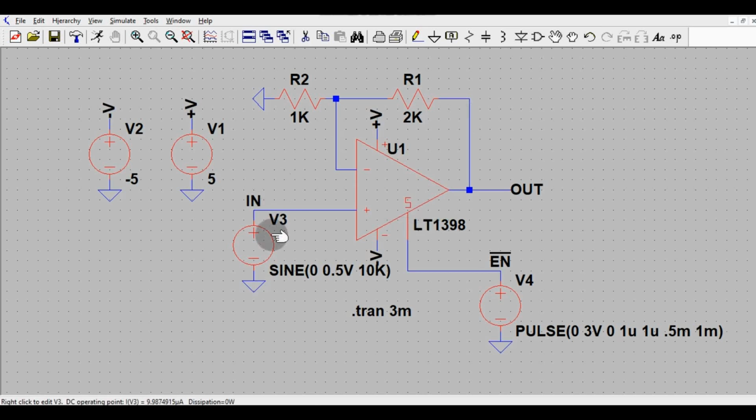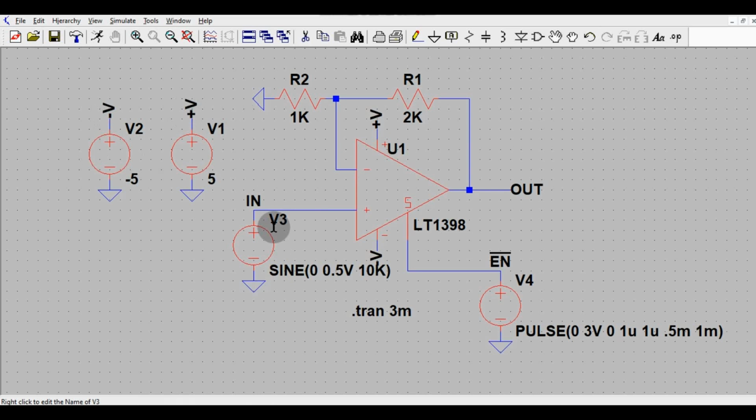So now the power supply for this LT1398 in this case is plus 5 volt and minus 5 volt. You can see here this plus 5 volt, which is connected via the net V plus, and this is minus 5 volt, connected via net V minus. So this V1 and V2 are the power supply for the op-amp.